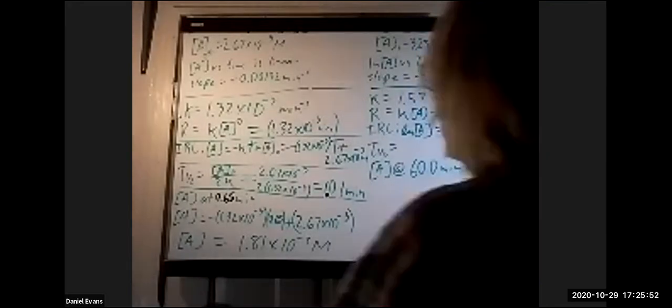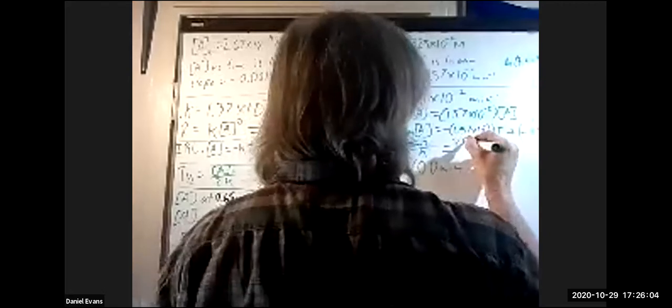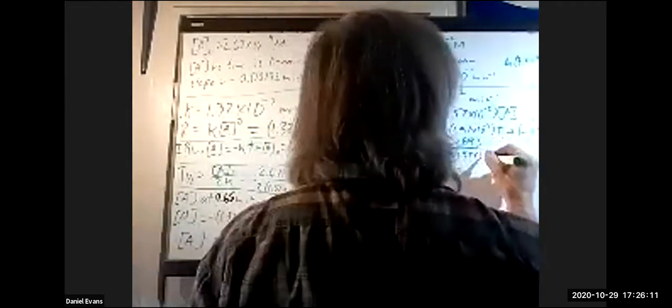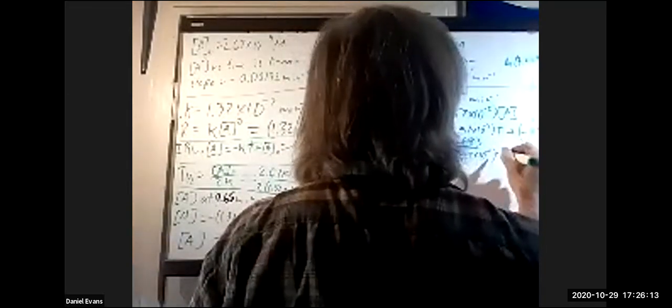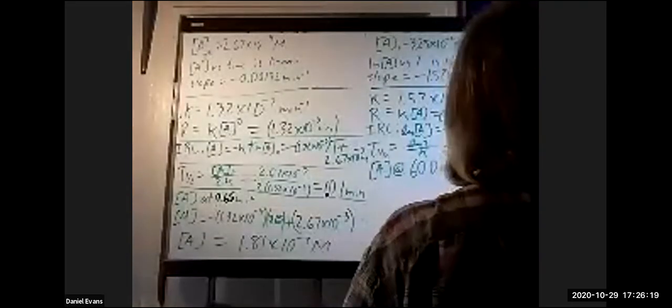The half-life is natural log of 2 over our rate constant. So natural log of 2 is 0.693 over our K, 1.57 times 10 to the minus 2. We reduce that number and we end up with a half-life of 44.1 minutes.